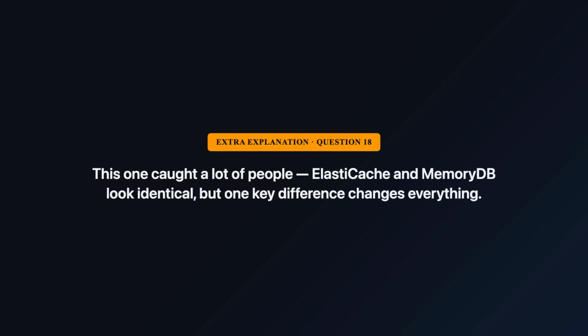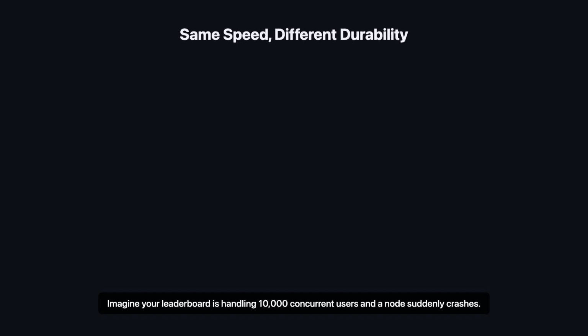This one caught a lot of people. ElastiCache and MemoryDB look identical, but one key difference changes everything. Imagine your leaderboard is handling 10,000 concurrent users and a node suddenly crashes. With ElastiCache for Redis, any scores that hadn't replicated yet are just gone. The data evaporates. MemoryDB for Redis solves that exact problem.